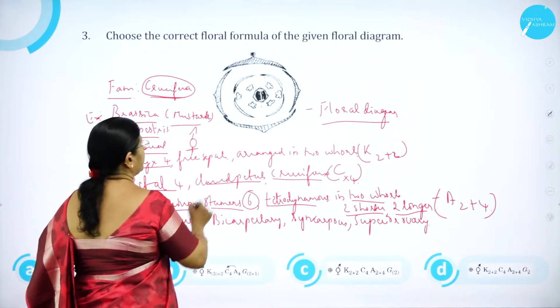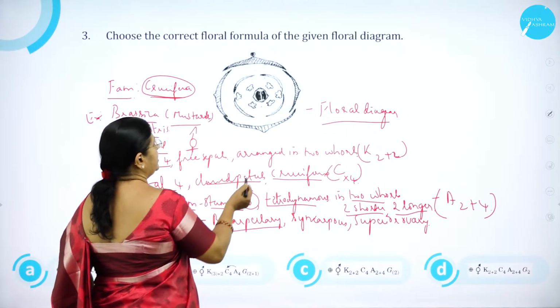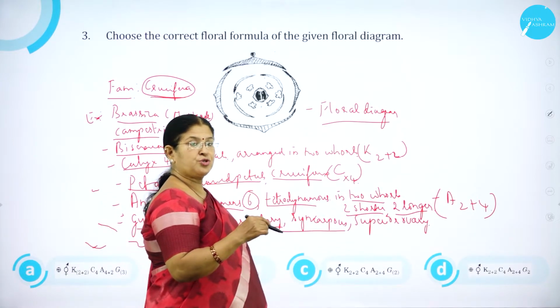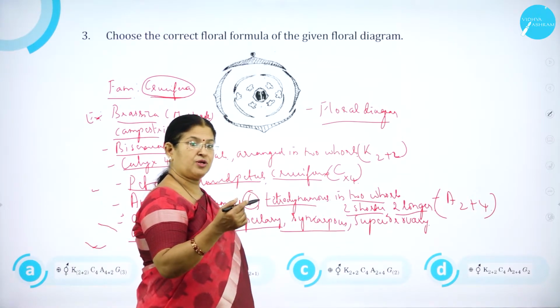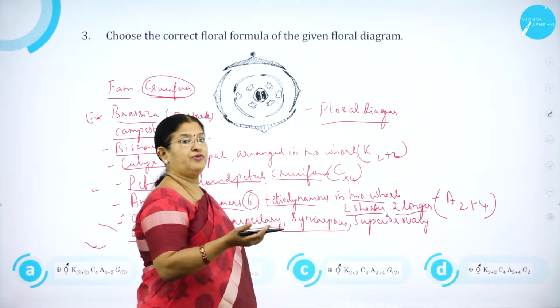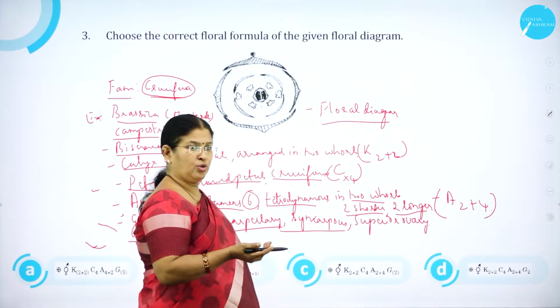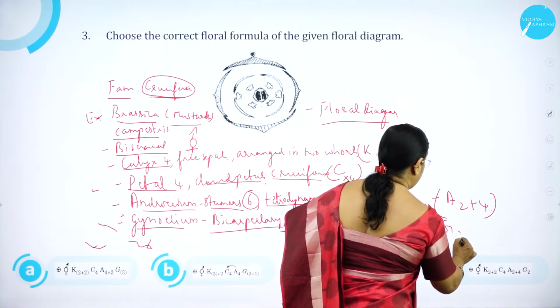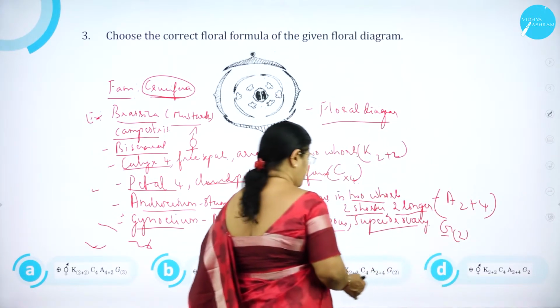Then gynoecium, you can see here, it is bicarpellary, syncarpous, fused, and superior ovary. Superior ovary means all the other whorls are below the ovary. Ovary is above the other whorls. So it is bicarpellary, syncarpous, superior ovary.